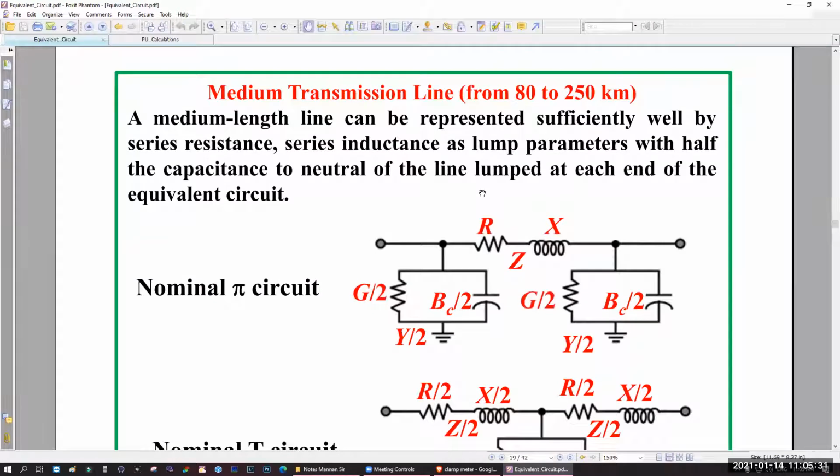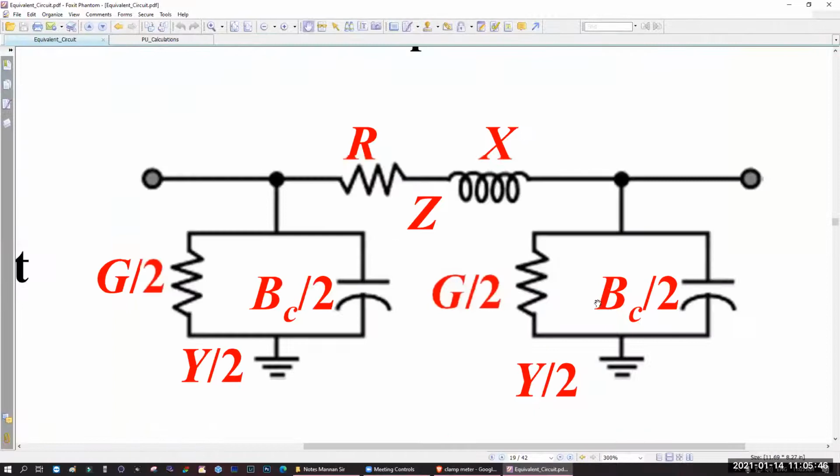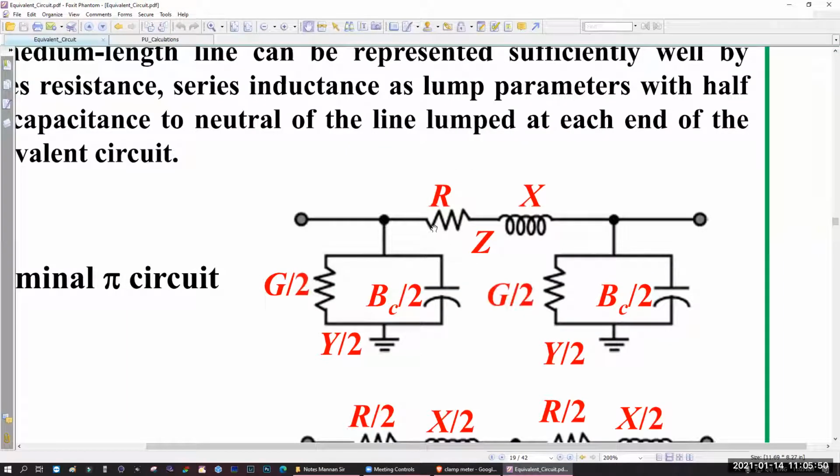Now, if your transmission line is medium or long, you have to represent your transmission line using a pi model or T model. What is a pi model? Pi model is this one. So you have an R, you have an X, then you have half admittance and half susceptance. Admittance is the opposite of resistance. Susceptance is the opposite of reactance. Both of them will become Y. Finally, Y is called admittance.